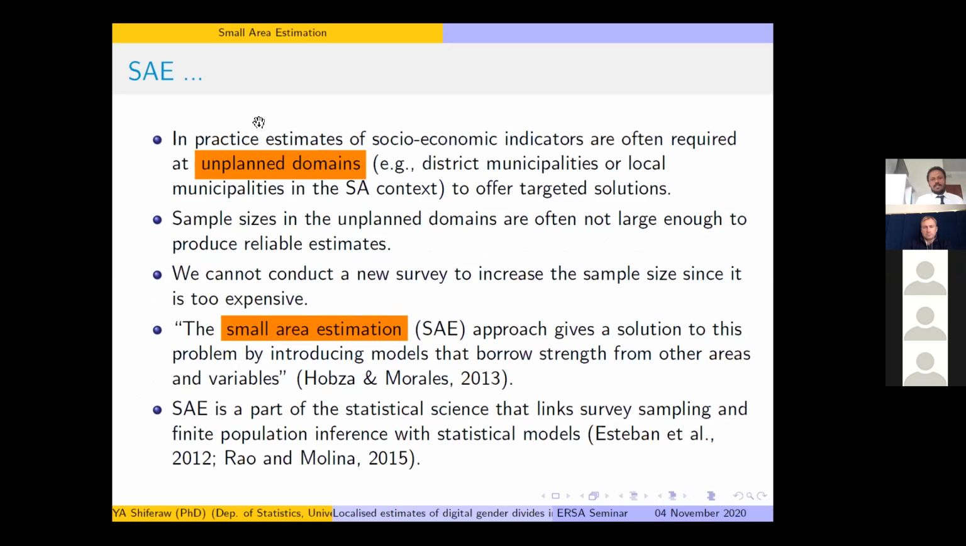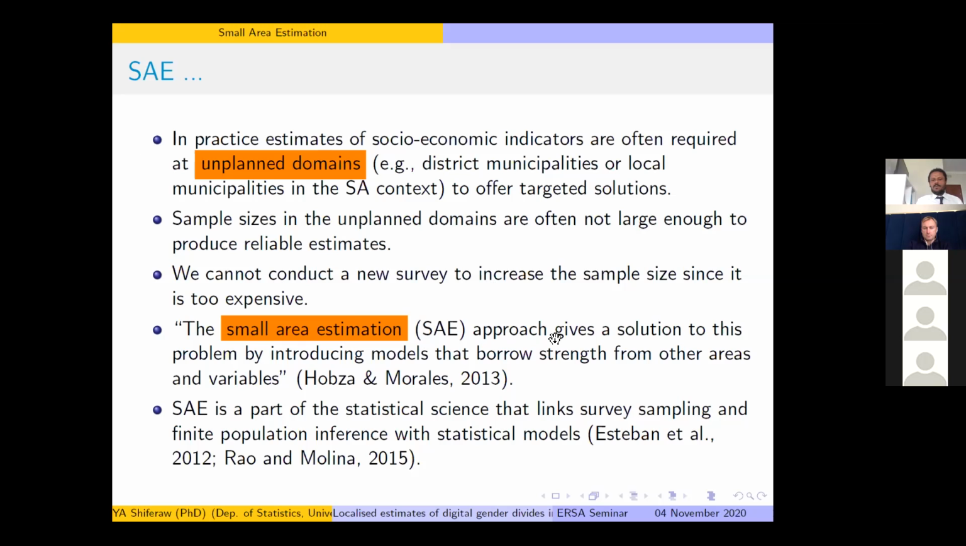So when we say unplanned domains, in practice, estimates of socioeconomic indicators are often required at unplanned domains, such as district municipalities and local municipalities, to offer targeted solutions. As I said, consider the sample size in the unplanned domains. In the South African context, surveys are designed to produce estimates at national and provincial level. If we go down, let's say, to district municipality level, the sample size does not allow us to get precise and reliable estimates. We cannot conduct a new survey to increase the sample size, since it's too expensive due to time and cost considerations.